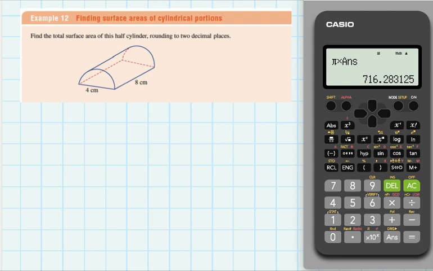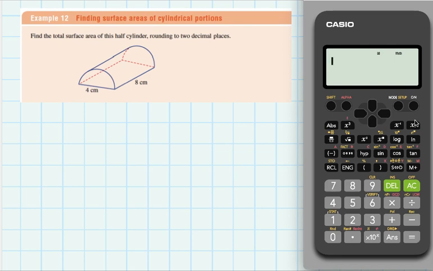Surface area of this half cylinder, rounding to two decimal places, but I will also be providing it as exact as well. So we're going to have a crack at this one. You will need your calculator ready to go. Off we go. We need to find the surface area of this cylinder.